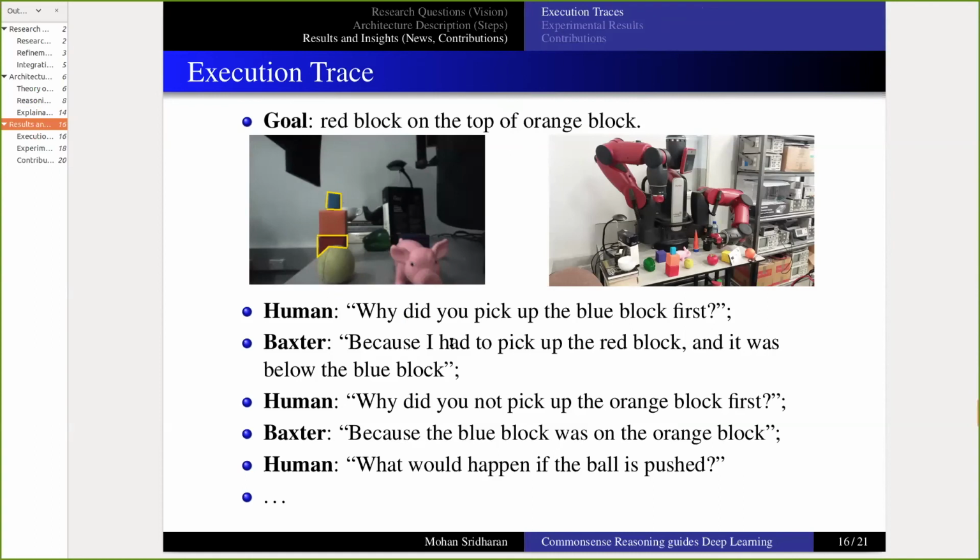So if you were to ask, why did you pick up the blue block first, after, say, the robot has executed this plan? It would say, for instance, in this case, that it had to pick up the red block and it was below the blue block. And if you say, why did you not pick up the orange block first? It would give a reasonable answer to that as well, saying the blue block was sitting there, my friend, I couldn't do anything about it. And then you could ask hypothetical questions as well. You'd say, what would happen if I push the ball? And it would try and tell you what would happen based on its understanding of the domain and its physics.